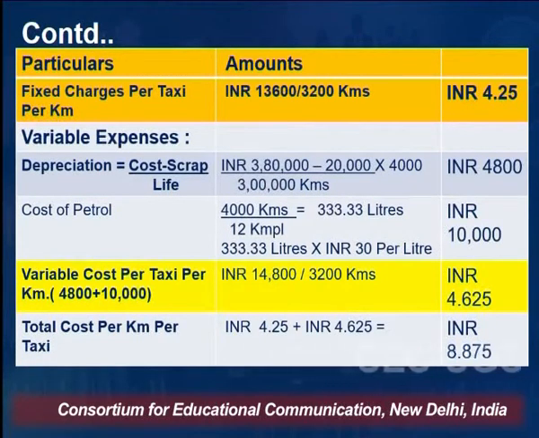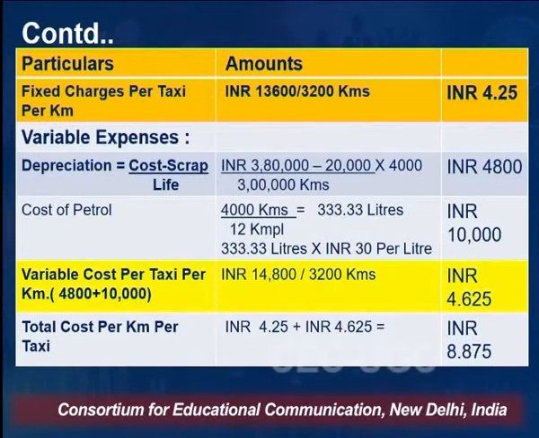Now, after getting the amount of depreciation and cost of petrol, we can compute the total variable cost per taxi per kilometer. The total cost comes to be 4,800 plus 10,000, that is 14,800, and again here we have to divide it by the effective running of the car. What is the effective running? The revenue generating one, that is 3,200 kilometers, and it gives me a variable cost per taxi per kilometer of 4.625.